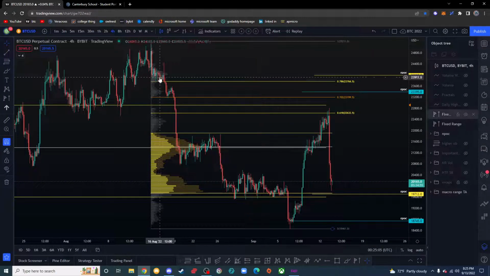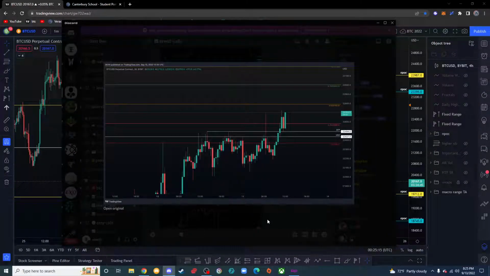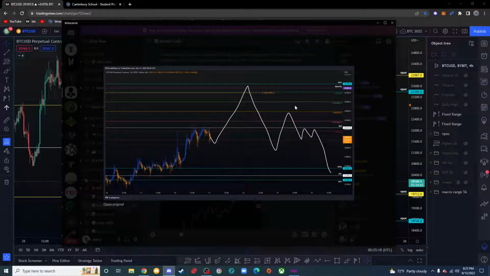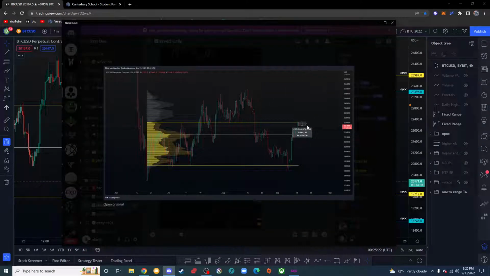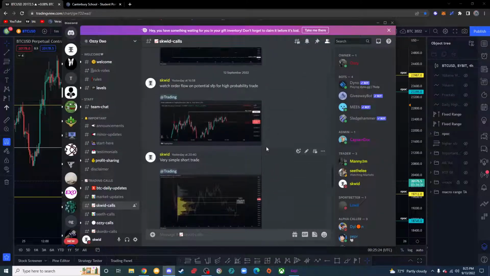Obviously, this has been a very big day of trading. I mentioned today in the server prior to this that we were coming up to some big levels. I marked that we could have seen a rejection off this 0.5. I mentioned we were struggling to break out of our range value area high.